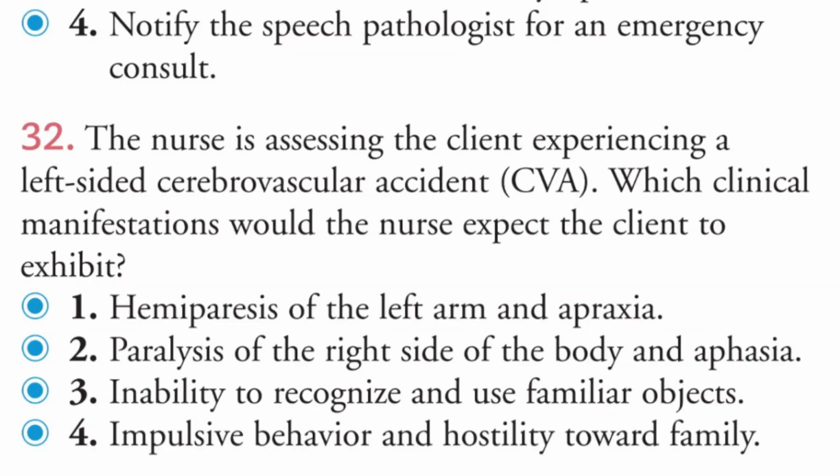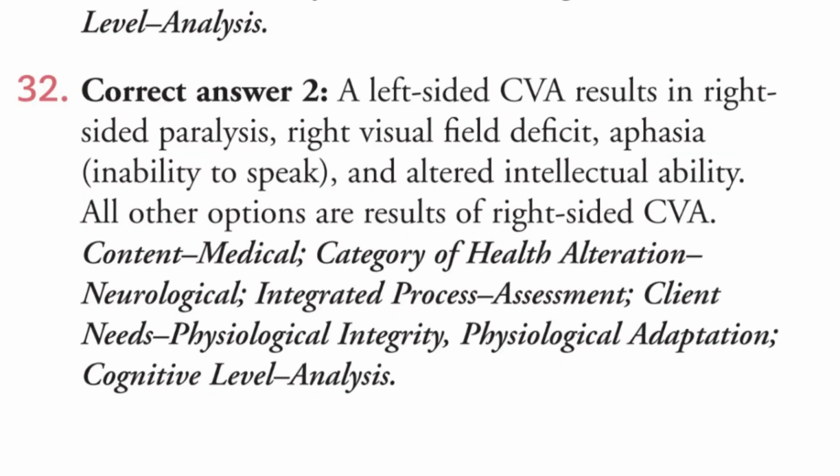32. The nurse is assessing the client experiencing a left-sided cerebrovascular accident, CVA. Which clinical manifestations would the nurse expect the client to exhibit? 1. Hemiparesis of the left arm and apraxia. 2. Paralysis of the right side of the body and aphasia. 3. Inability to recognize and use familiar objects. 4. Impulsive behavior and hostility toward family.